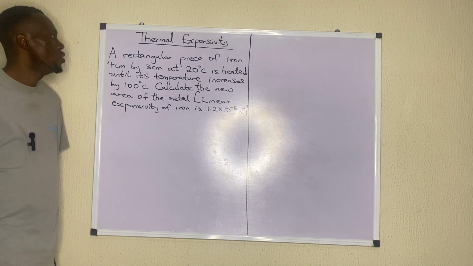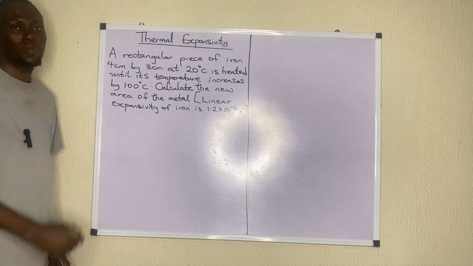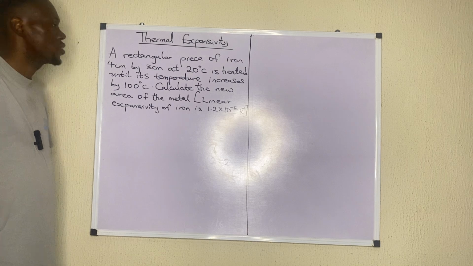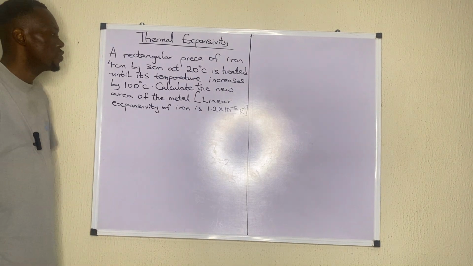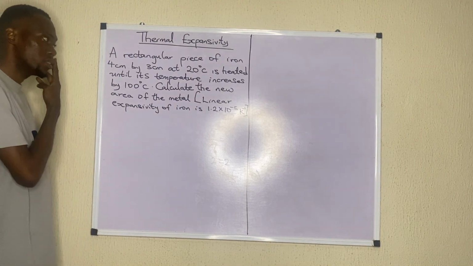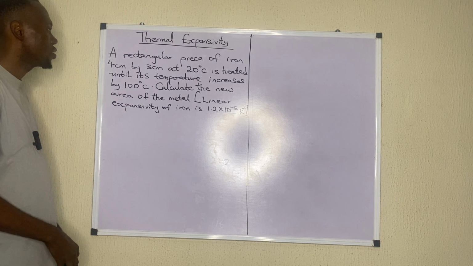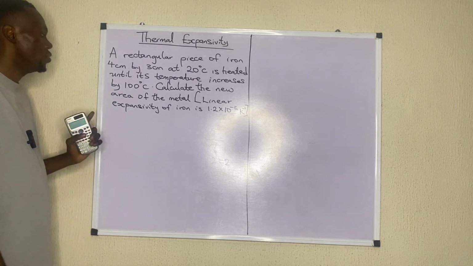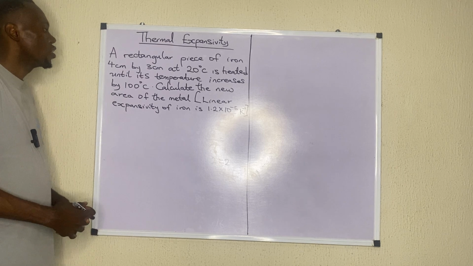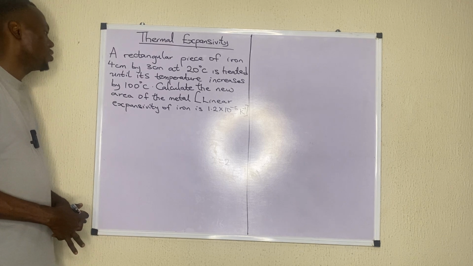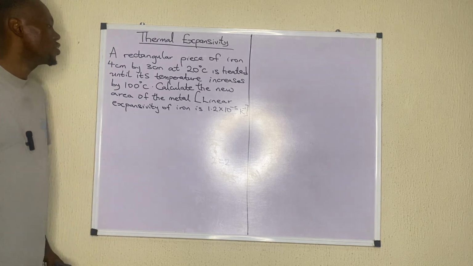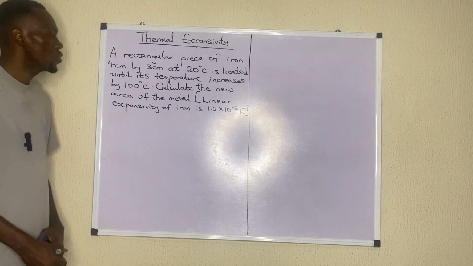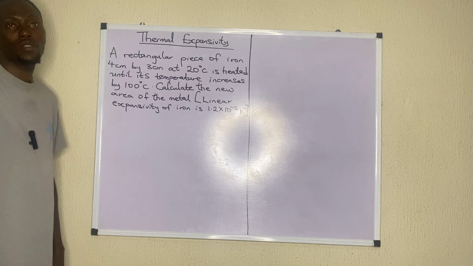Hello everyone. We have a question on thermal expansivity here. The question says a rectangular piece of iron, 4 centimeter by 3 centimeter, at 20 degrees centigrade is heated until its temperature increases by 100 degrees centigrade. Calculate the new area of the metal. Linear expansivity of iron is equal to 1.2 times 10 raised to the power minus 5.